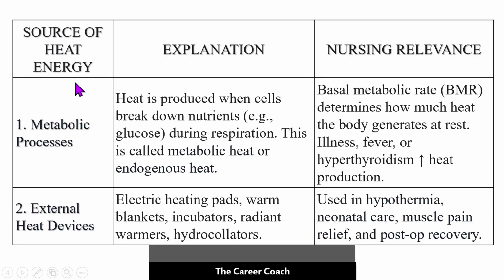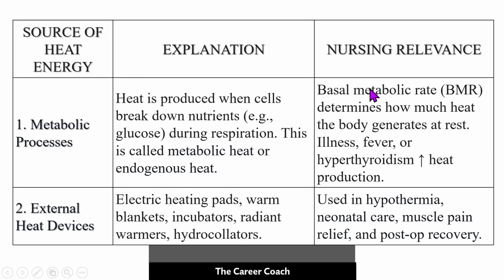As a form of summary, let's look at it and how they apply to nursing. Sources of heat energy, explanation, and nursing relevance. Number 1 is metabolic processes. Metabolic processes: heat produced when cells break down nutrients. Example is glucose during respiration. This is called metabolic heat or endogenous heat. What are endogenous heat? They are heat gotten from metabolic processes.